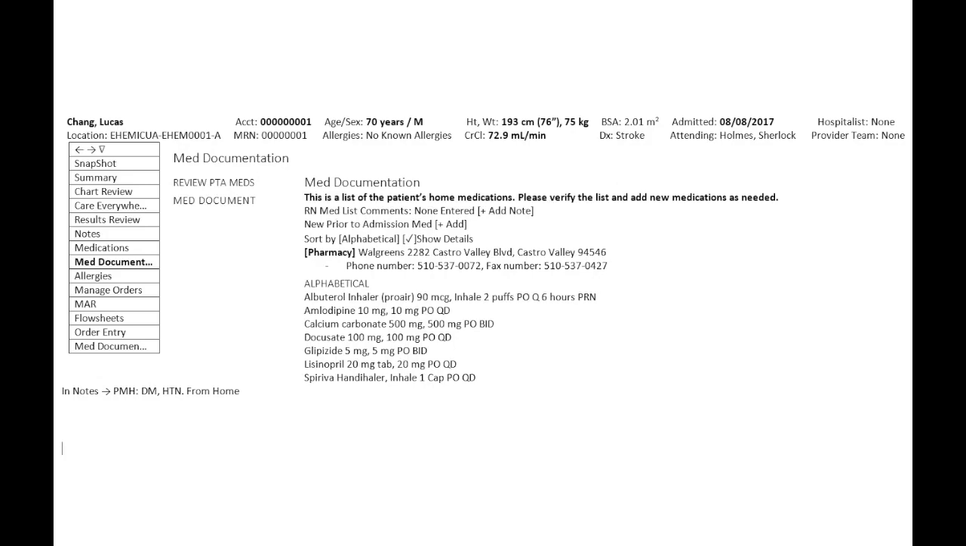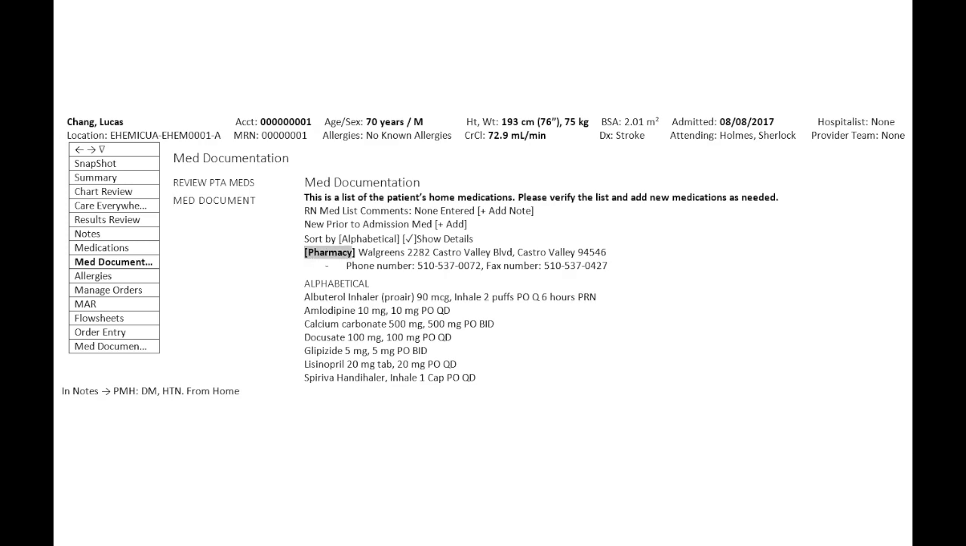Here's a quick example of how a medication reconciliation should be completed. So, you find that Lucas is from home. This is what the patient's medication list should look like in Epic. The medication list prior to admission is under the medication document section in the left-hand sidebar, then under med document in the prior to admission meds.